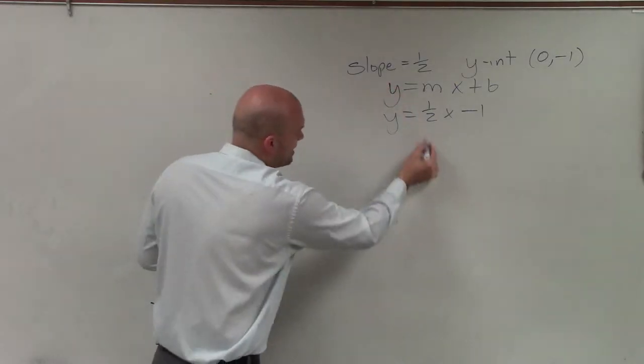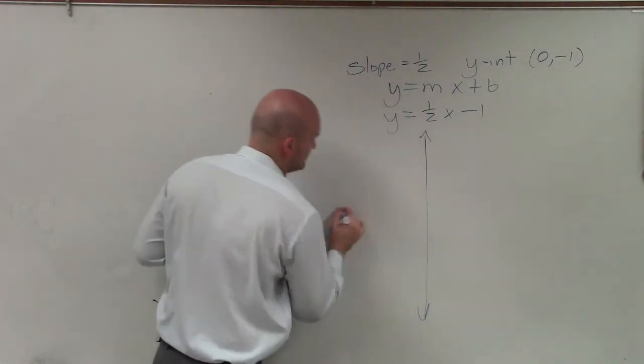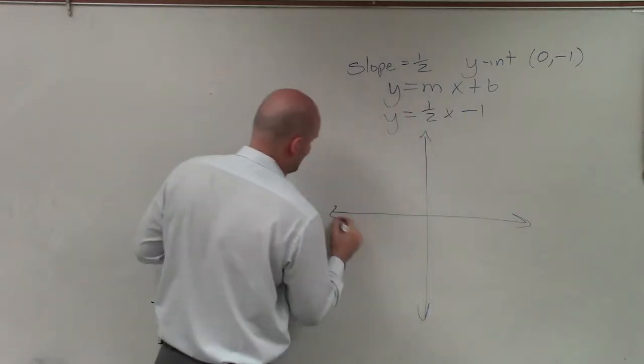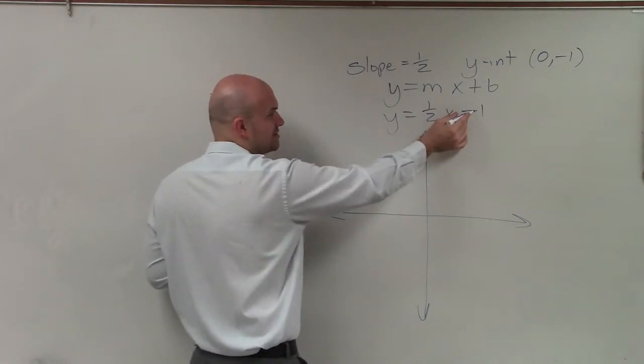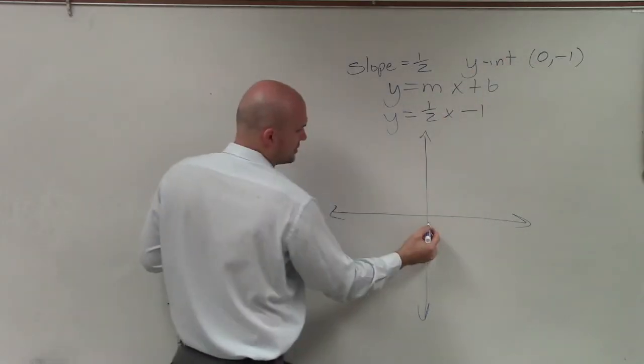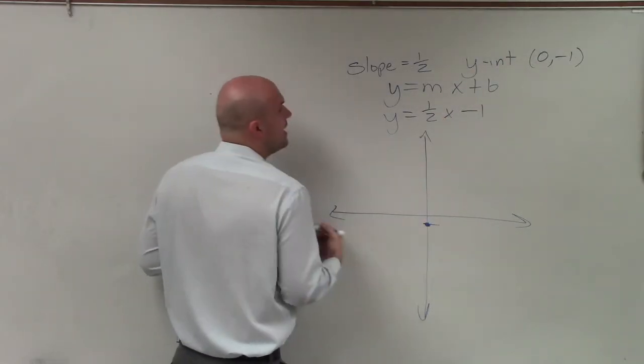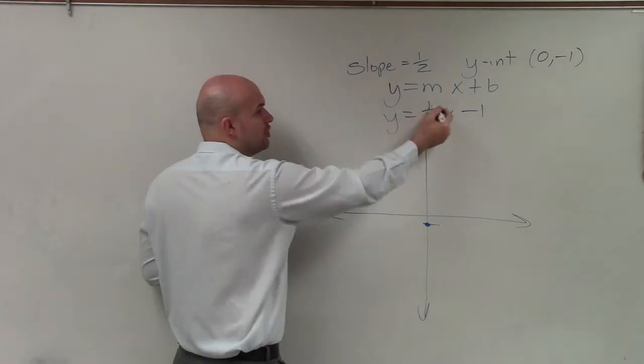Now, to graph this, I need to make sure I have a y-axis and an x-axis. Then all I'm going to do is start at my y-intercept, which is -1. So I go to 0, -1, which is right here. And then I'm going to follow the slope, which is 1/2.